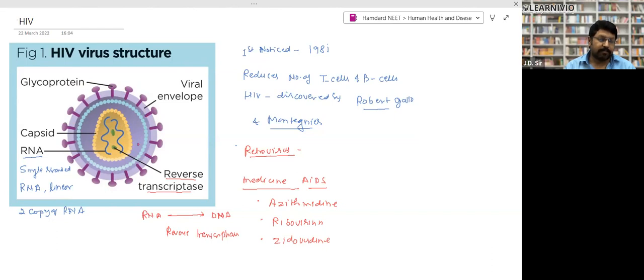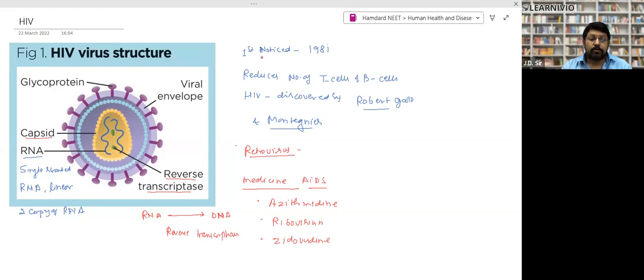Inside the viral envelope, as you can see, there is a capsid. This capsid is a type of protein, right? Capsid protein. Inside the capsid protein cover, there is RNA, right? The RNA comes with an enzyme called reverse transcriptase, right? It is single stranded RNA, and linear as well. So there are two copies of RNA and two copies of reverse transcriptase enzyme. What is the function of reverse transcriptase enzyme? It is responsible for formation of DNA from RNA. Formation of DNA takes place on an RNA template, right?